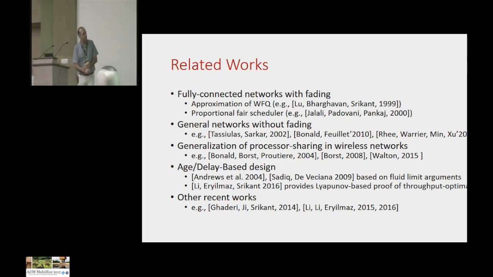There's also a group of works that generalize processor sharing to wireless networks that are listed here, but they require knowledge of the capacity region you're dealing with. And then implementation is very hard because of that assumption of knowledge and the choices made based on that knowledge. There's some work on age or delay-based design. So these are looking at how long the file has been in the system, and based on that waiting time, they try to make decisions on who to serve next.